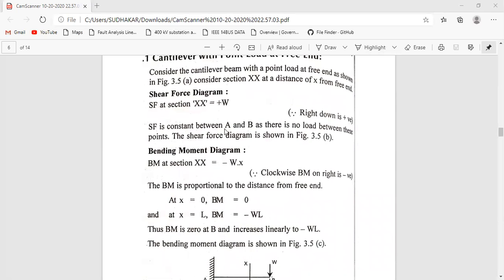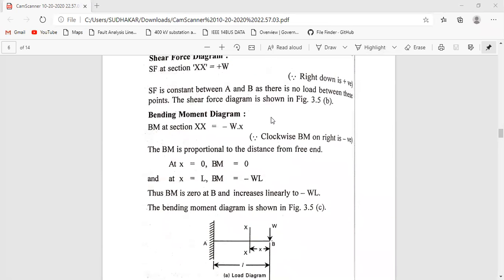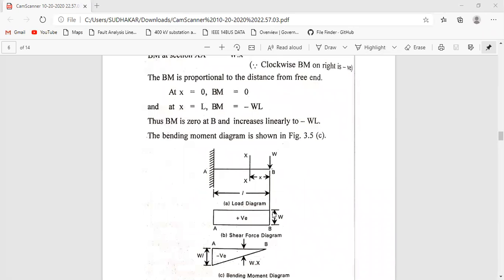The shear force is constant between A and B. There is no load between these two points. You don't have any loads in between AB, that's the reason the shear force will be constant. How do we represent constant? We simply draw a horizontal line here. This is A.